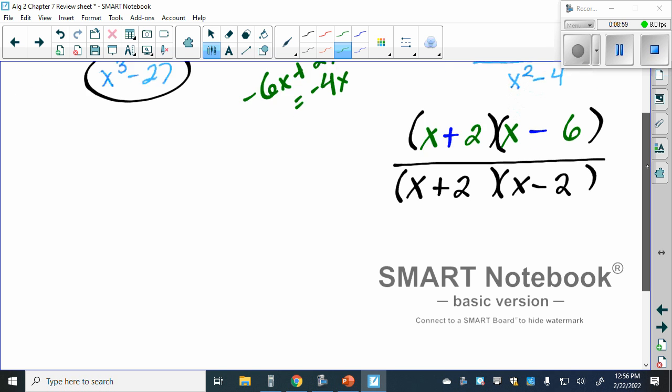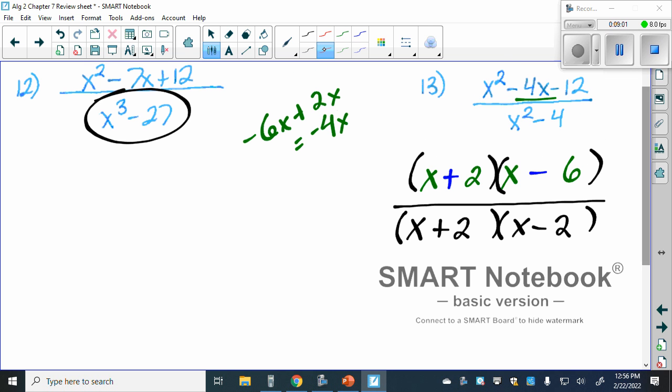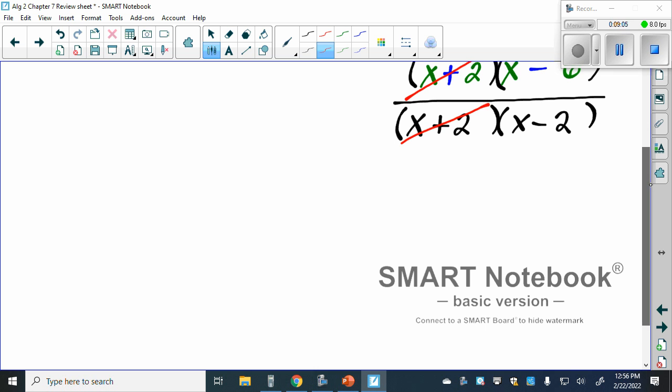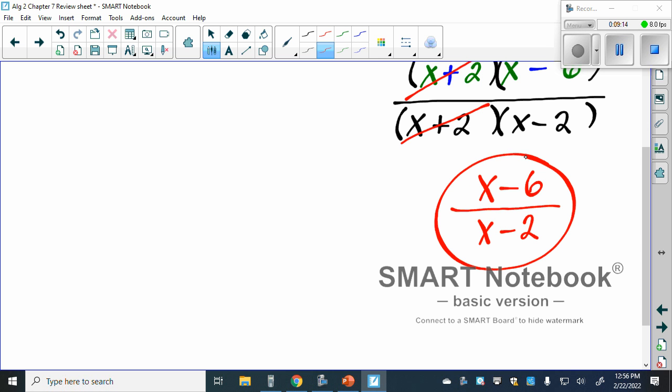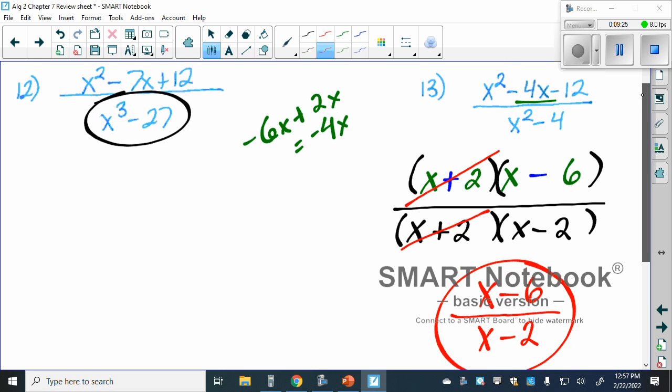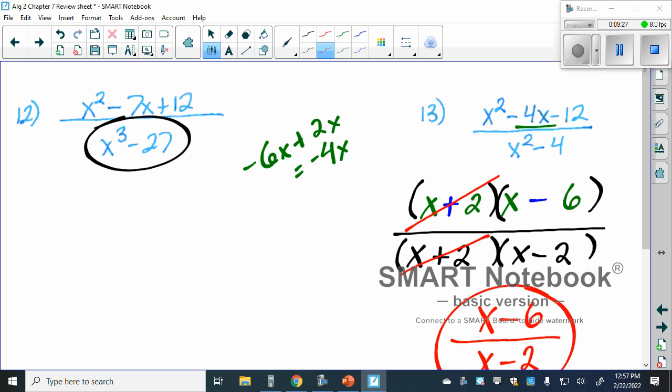Well, now we can cancel out the like terms on top and bottom, which are x plus 2 and x plus 2, leaving us with x minus 6 over x minus 2. Thank you. And that's all we have to do for this here. Well, not with that denominator, the x cubed minus 27.